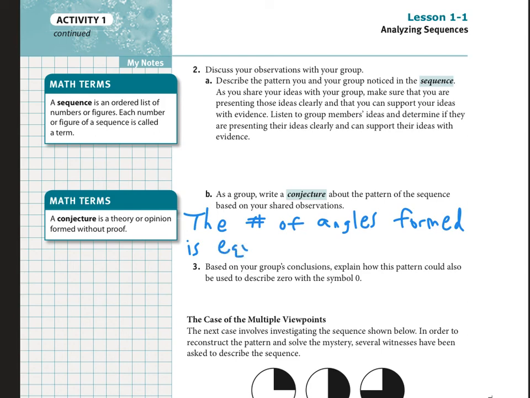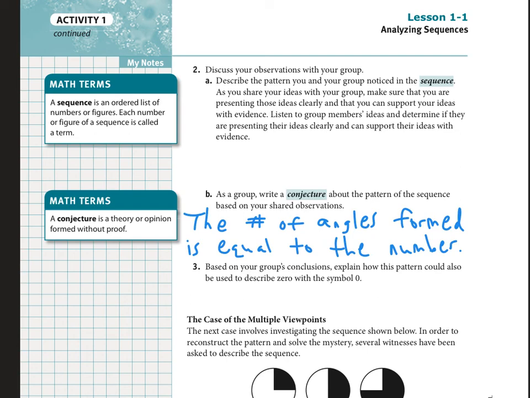Is equal to the number, the actual number of the figure, right? For example, the figure 1, we had 1 angle in it. The figure 2 had 2 angles in it, right? And so on. So let's take a look.